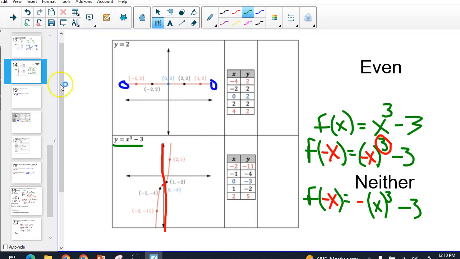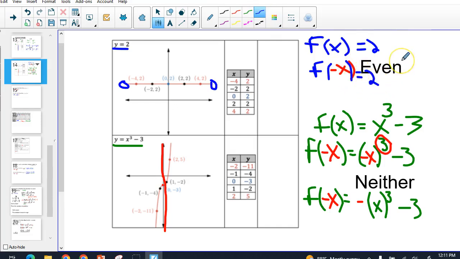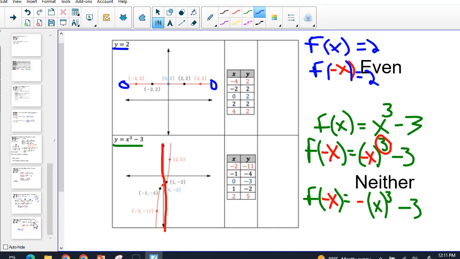Okay? Similar for y is equal to 2. If we have f of x is equal to 2, if I plug in f of negative x, that should be blue, it is equal to 2. Well, if I replace all of my x's with negative x, we still just have 2. So it's going to be an even function, just like we found with our table and our graphical method. All three methods work, it's just based on what information we're given, on what we can and can't use.